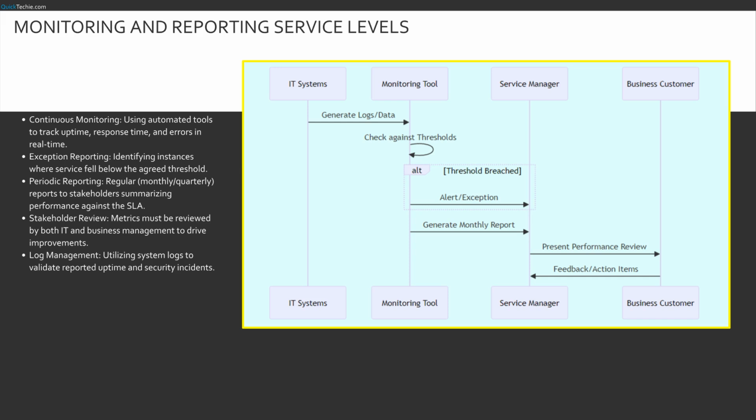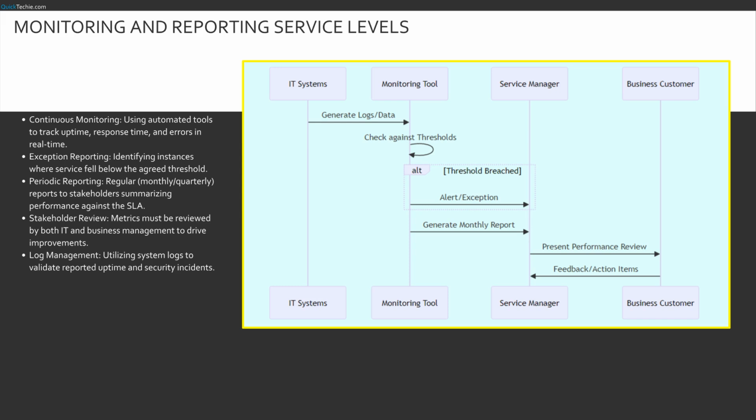The most critical step is the stakeholder review. Sending a report that nobody reads is a control failure. Management must review these reports to authorize corrective actions. As auditors, we also look at log management to verify that the pretty charts in the report actually match the raw data in the system logs.